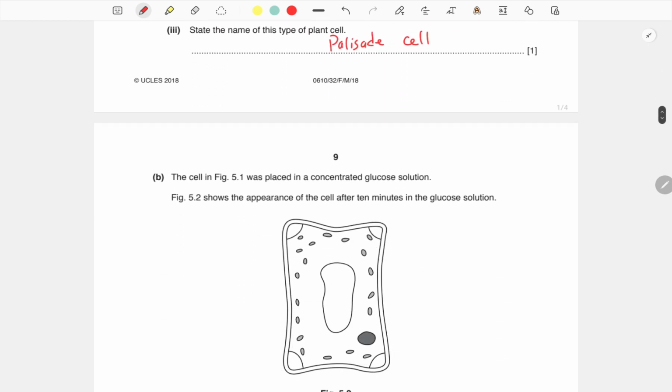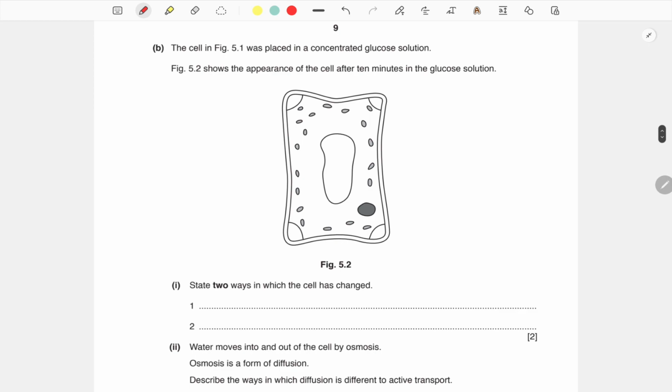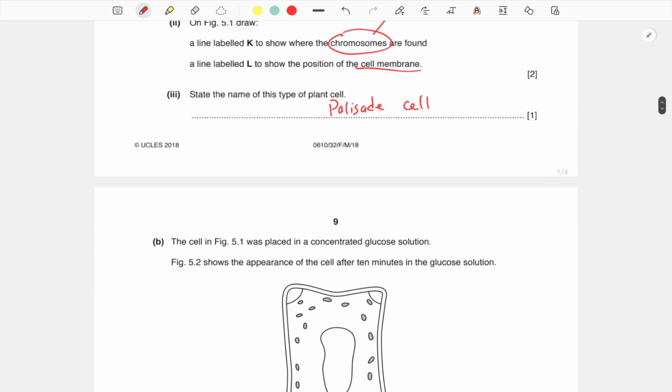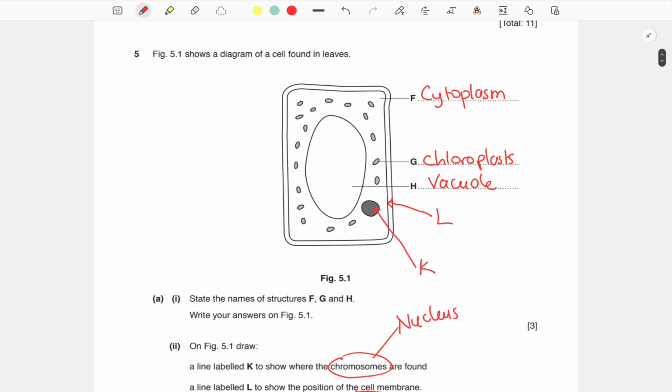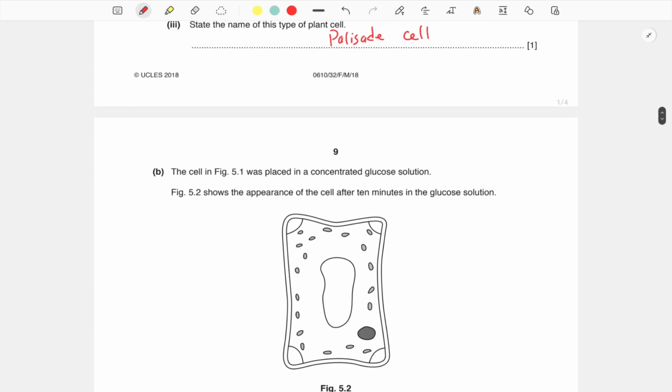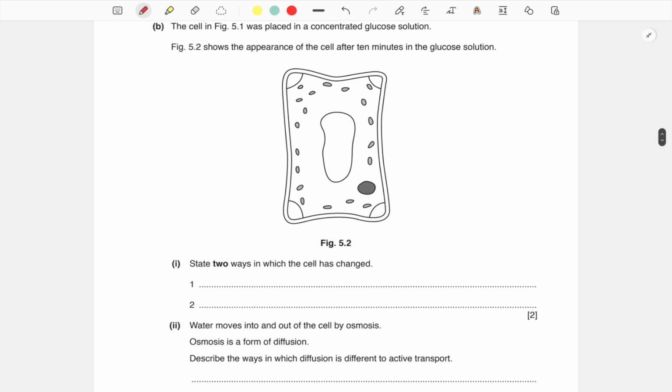The next part of this question asks us to describe the differences between the first cell and the cell that was placed in concentrated glucose solution. If we go back to the first picture and compare it to the second picture, clearly the cell has shrunk and this vacuole has decreased in size. So the vacuole has become smaller.